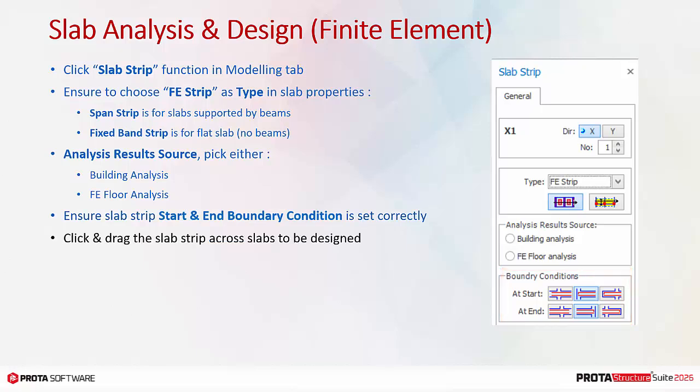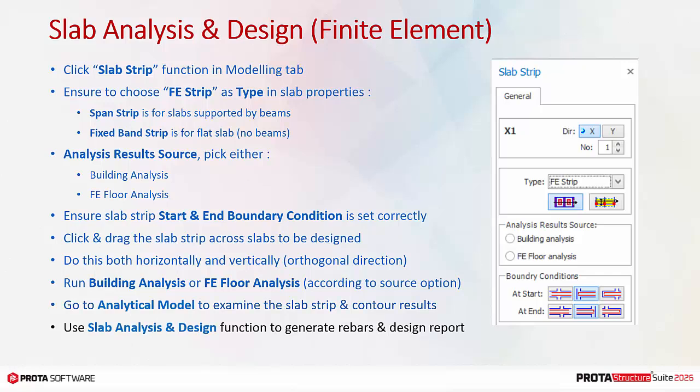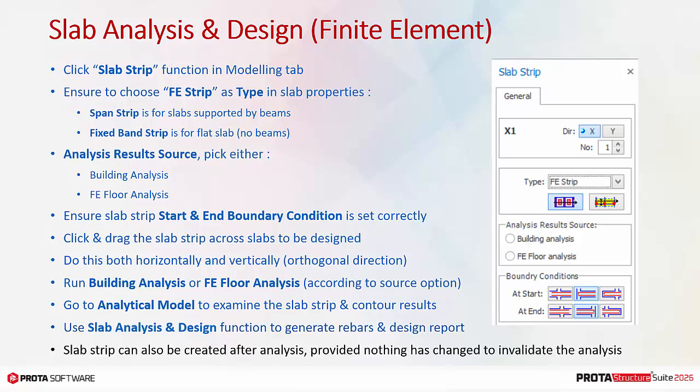Click and drag the slab strip across slabs to be designed. Do this both horizontally and vertically, that is, orthogonal direction. Run building analysis or FE floor analysis according to the chosen source option. Go to Analytical Model to examine the slab strip and contour results, example moment contour. Use slab analysis and design function to generate rebars and design report. Note, slab strip can also be created after analysis, provided nothing has changed to invalidate the analysis.